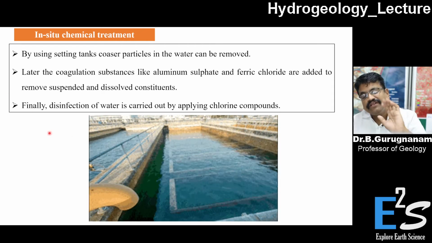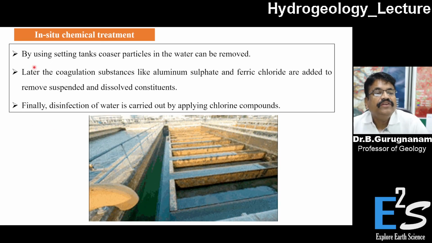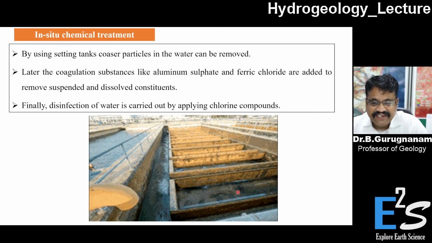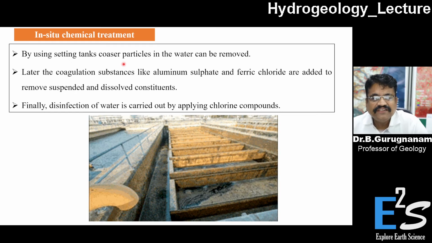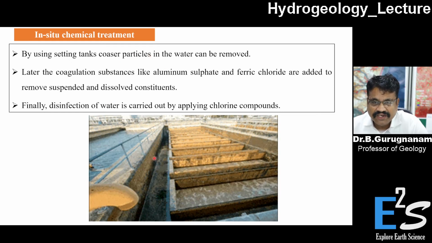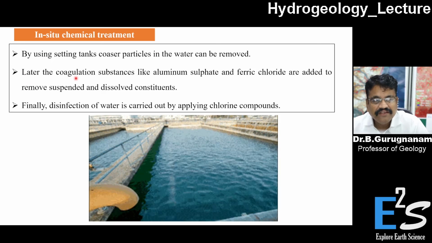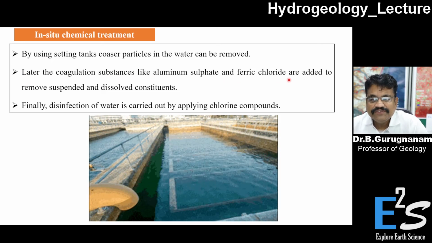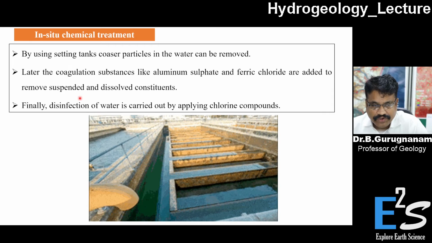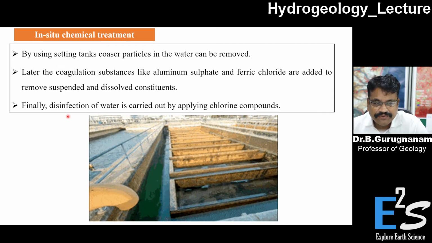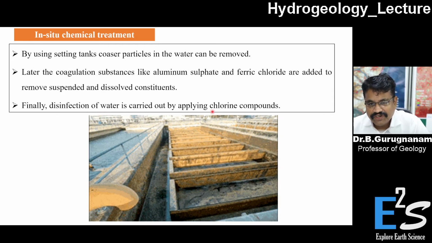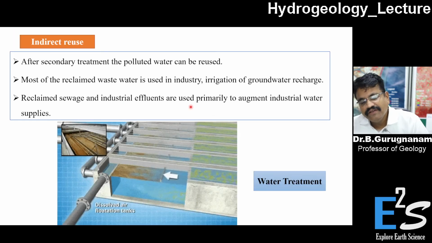You collect and filter the water, then you can use settling tanks. In settling tanks, coarser particles in the water can be removed. Later, substances like aluminum sulfate and ferric chloride are added to remove the suspended and dissolved constituents. Finally, disinfection of water is carried out by applying chlorine compounds.